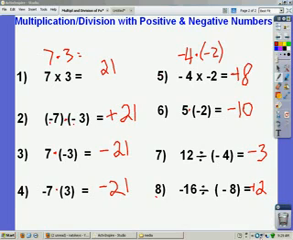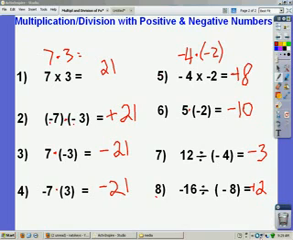5 times negative 2 is negative 10. Now, we have been doing multiplication rules, but the same rules apply to division. So let's apply them to division for 2 examples. 12 divided by negative 4. The signs are different, so the answer will be negative. Now you just do 12 divided by 4, and that is 3. So the final answer is negative 3. Example number 8, negative 16 divided by negative 8. Both numbers are of the same sign, and so the answer would be positive. 16 divided by 8 is 2. So the final answer is just 2.